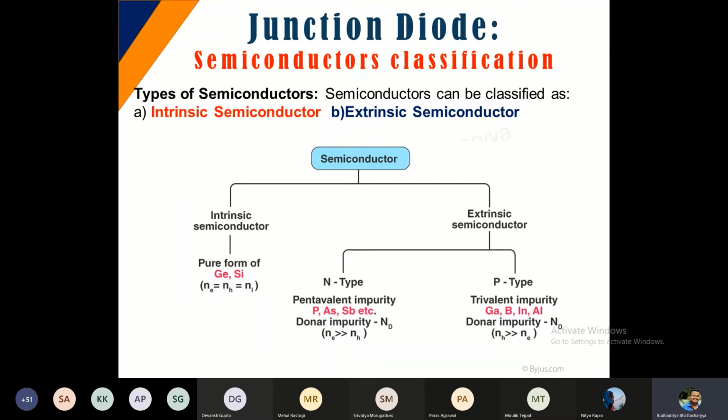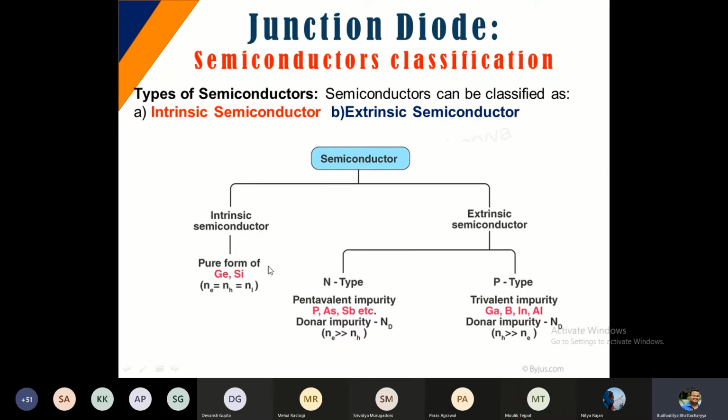Now, as the insulator and conductor are not part of our syllabus and we are not much bothered with that, the semiconductor, if I consider, can be classified into two halves primarily. One is called the intrinsic semiconductor and the other is called the extrinsic semiconductor. If you see this particular table, it's very clear: intrinsic is over here and extrinsic is over here. What they mean by definition, we are going to discuss in the next slide.